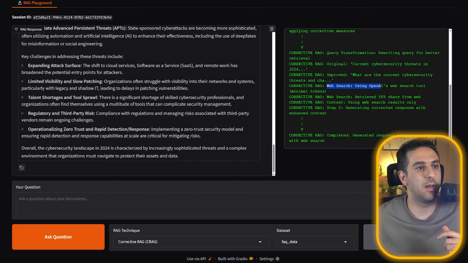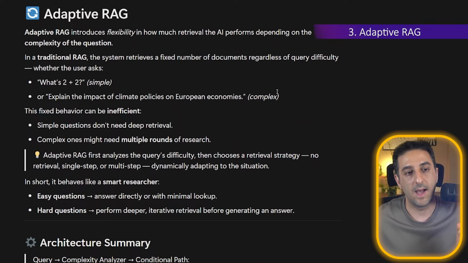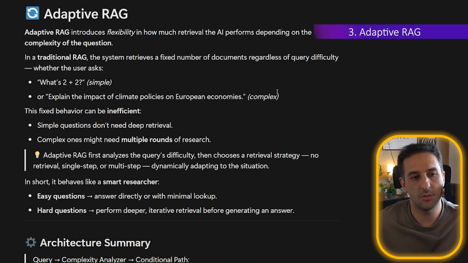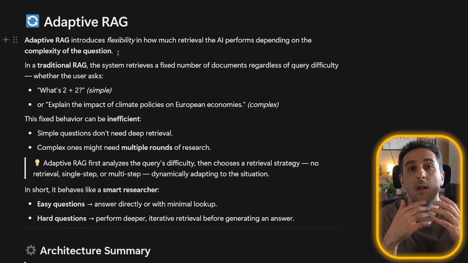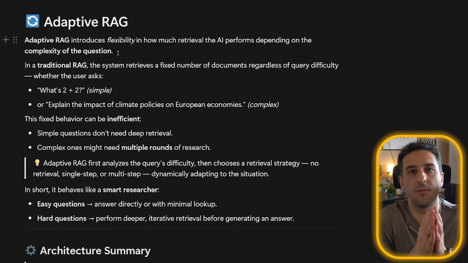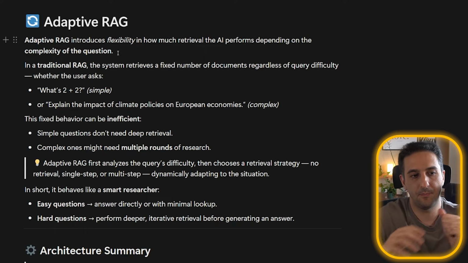All right, so let's go through our next RAG method, which is called adaptive RAG. Adaptive RAG introduces flexibility in how much retrieval the AI performs, depending on the complexity of the question. So if you remember what I mentioned when we were going through the demo for naive RAG and RAG with memory, and the fact that that system was going through the same process regardless of the complexity of the query, this method is how we can solve that problem.